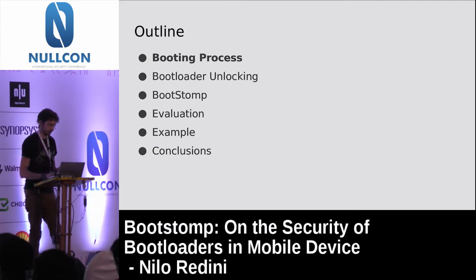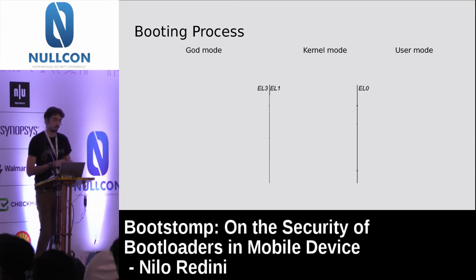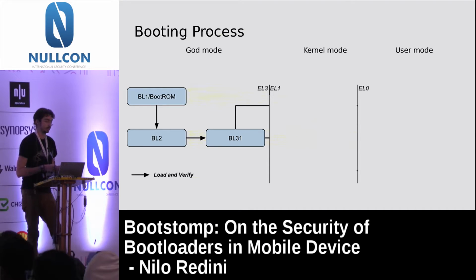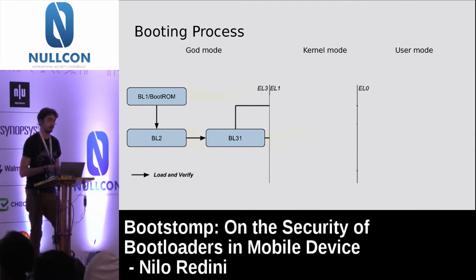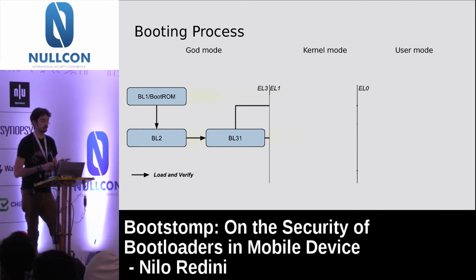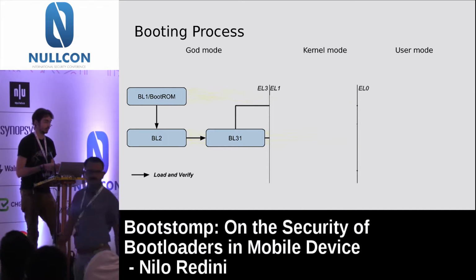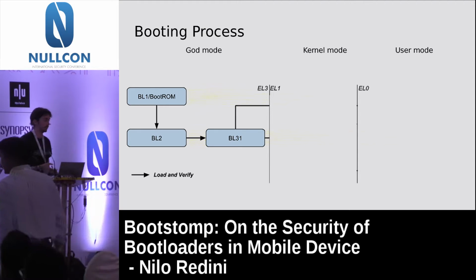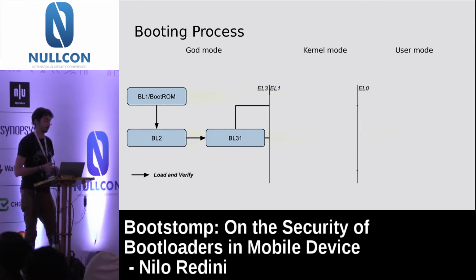Let's start with the booting process. The booting process goes through several stages. In the first stage, what is called the God mode happens, which is also called exception level 3 in ARM. In this mode, processes have full control over the whole device. In this first stage, a very first bootloader, which is present in a ROM, is executed, and its purpose is to locate, check for integrity, and run a second bootloader called BL2 in the picture. This bootloader, in turn, will locate, check for integrity, and load a third bootloader called BL31.